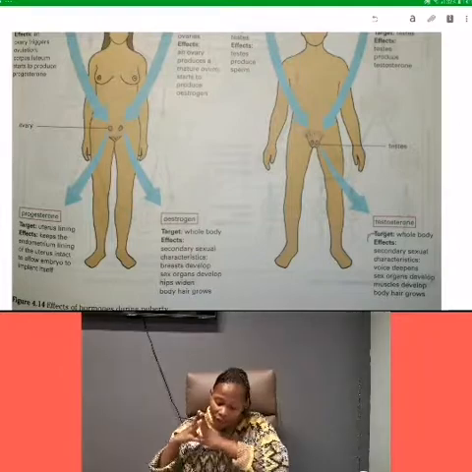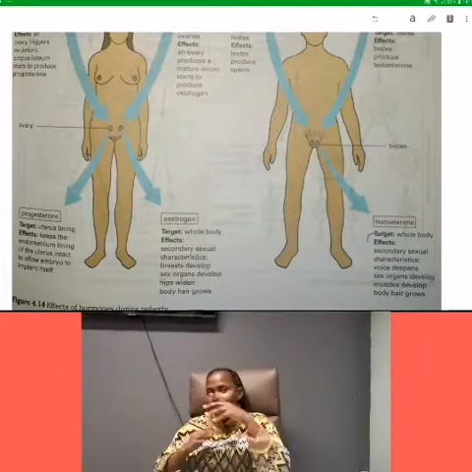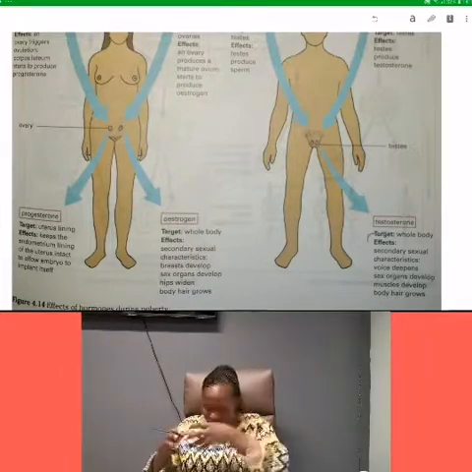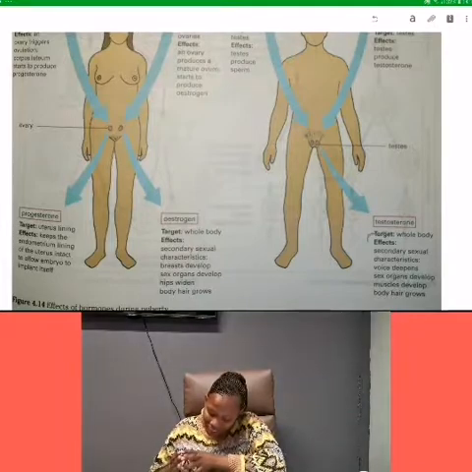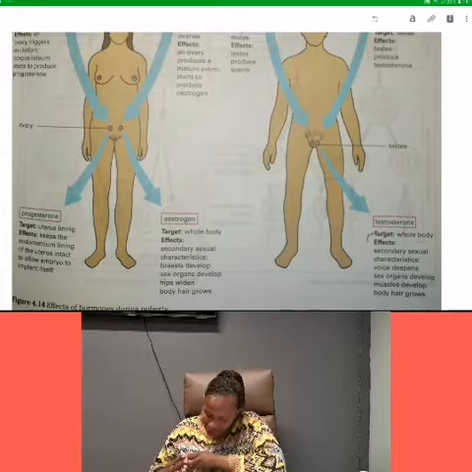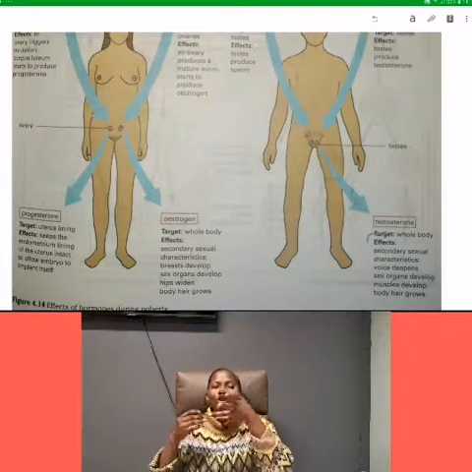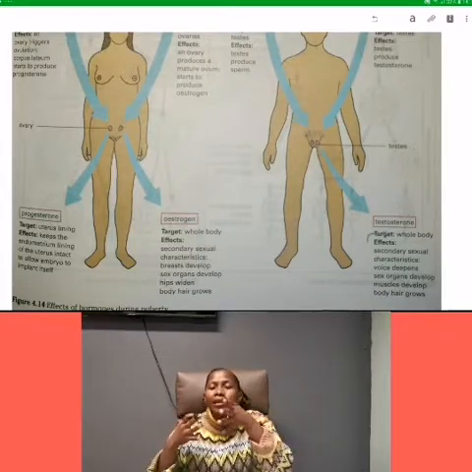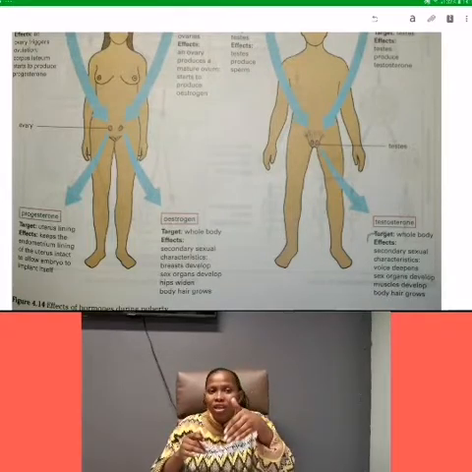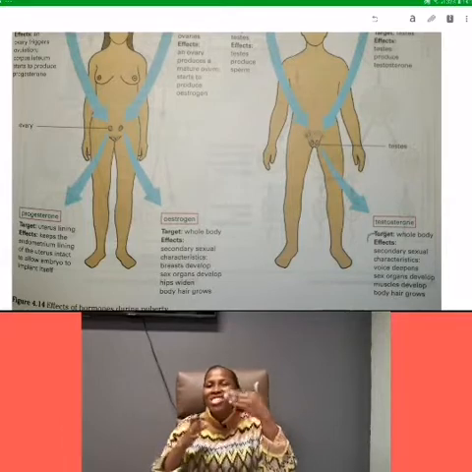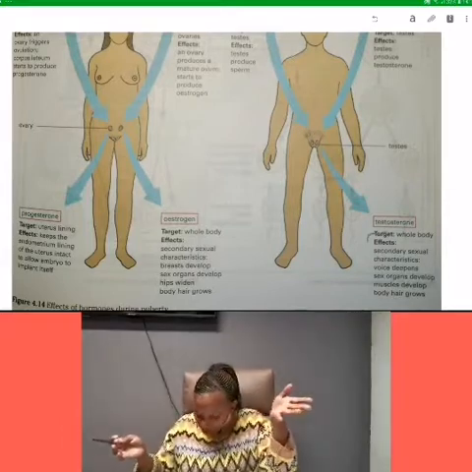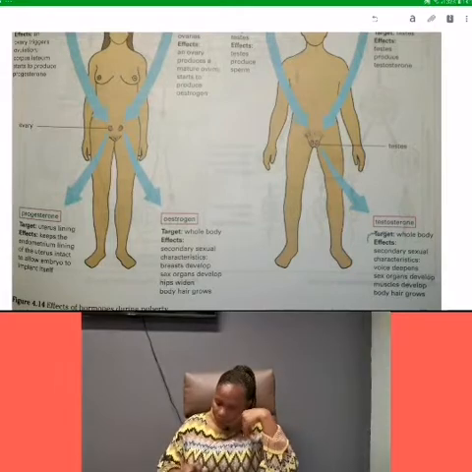Okay, and then we have estrogen. Now estrogen targets the whole body. What does it do? It is responsible for the secondary sexual characteristics. So it is responsible for breast development, the sex organs developing, hips widening, and body hair growing. So a higher percentage of estrogen is usually the reason for all these changes that you see during puberty in females.